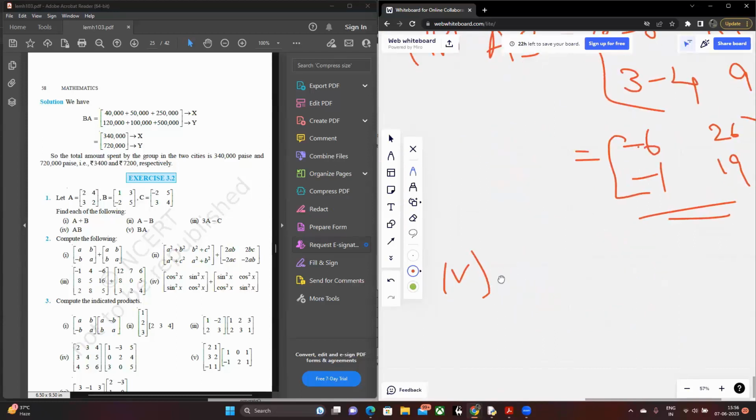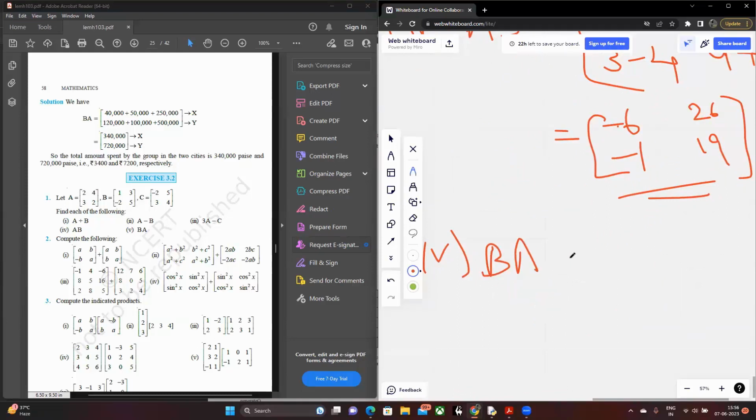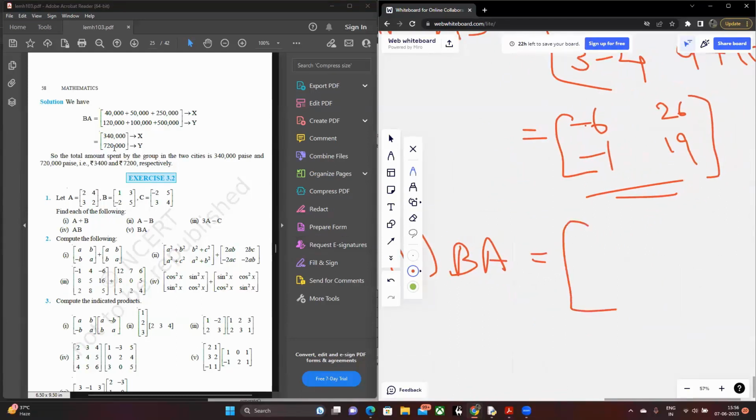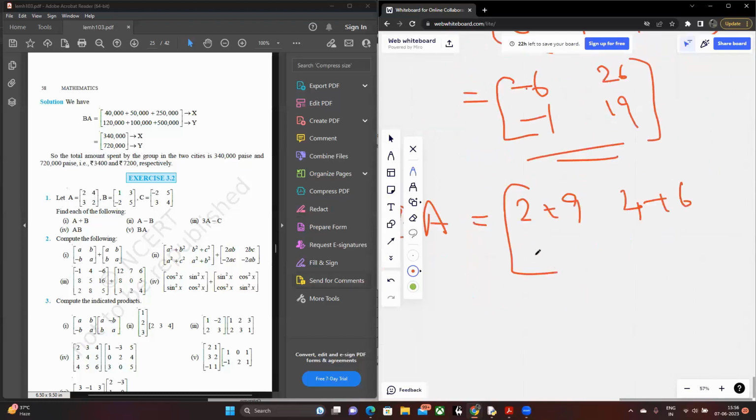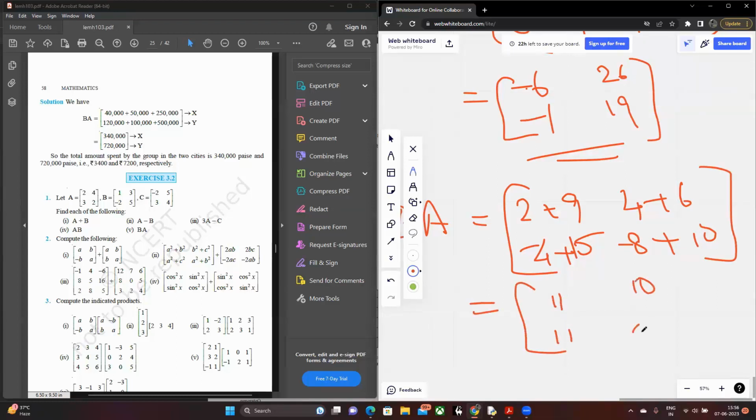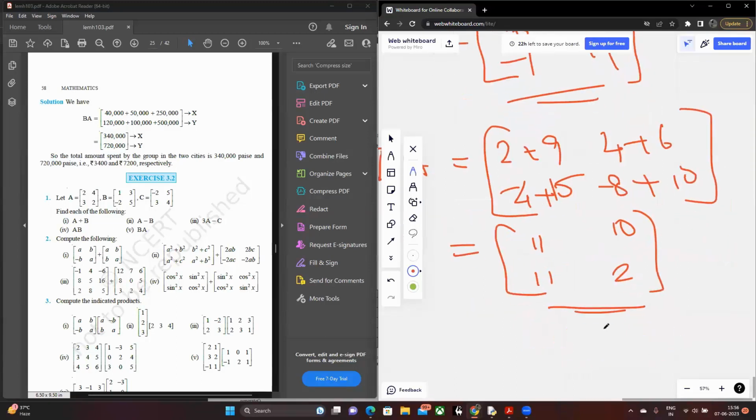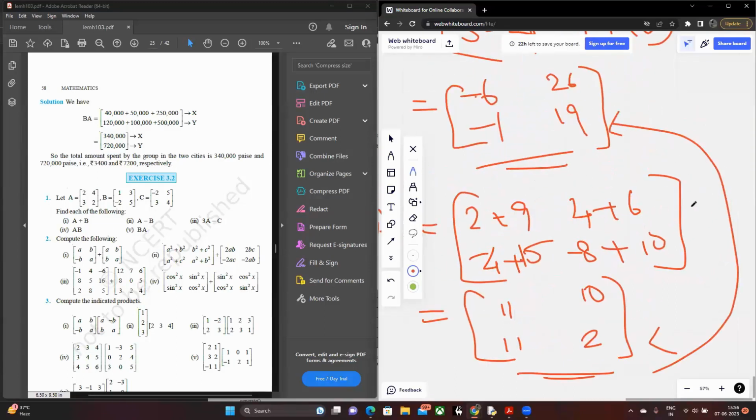And lastly, question number 5, that is B times A. Again, it's going to be 1, 3 into 2, minus 2, 3. That is going to be 2 plus 9. This is going to be 1, 3 into 4, 2. That is going to be 4 plus 6. This is going to be minus 4 plus 15. And here it is going to be minus 8 plus 10, which is equal to 11, 10, 11, 2. And here you can see that BA is not equal to AB.